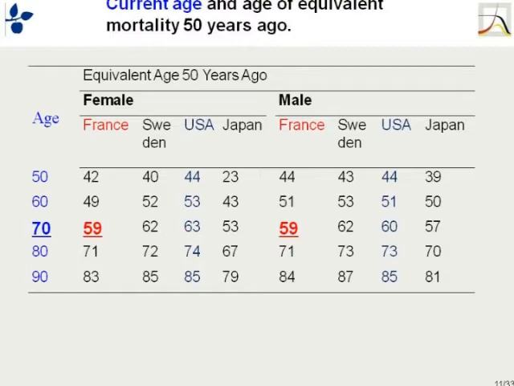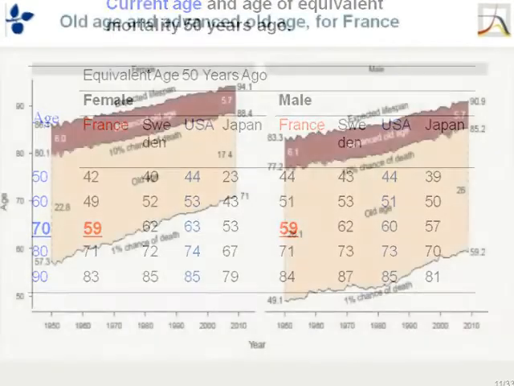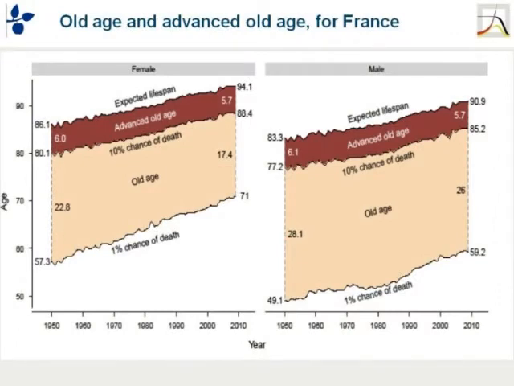Now, if we look at France again, and we look at the age at which there's a 1% chance of death, both for men and for women, from 1950 to 2010, you can see that the age at which there's a 1% chance of death has gone from 57.3 up to 71 over this time period. Before I showed you 1960 versus 2010, this is 1950 versus 2010. And we can also look at the age at which the chance of death is 10%. This is when you really have to start worrying about mortality. That shifted up from 80.1 to 88.4 for the French females.